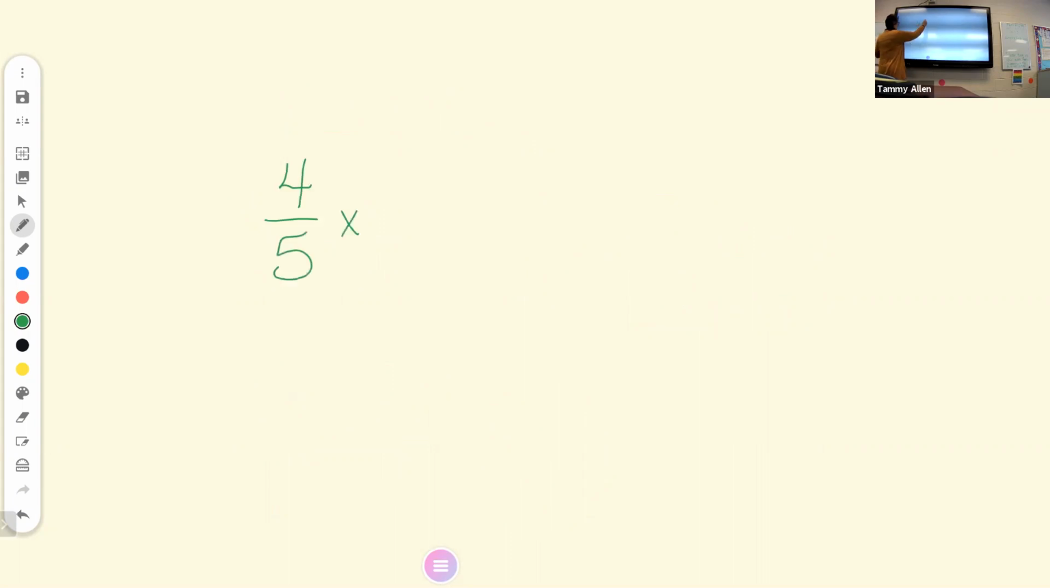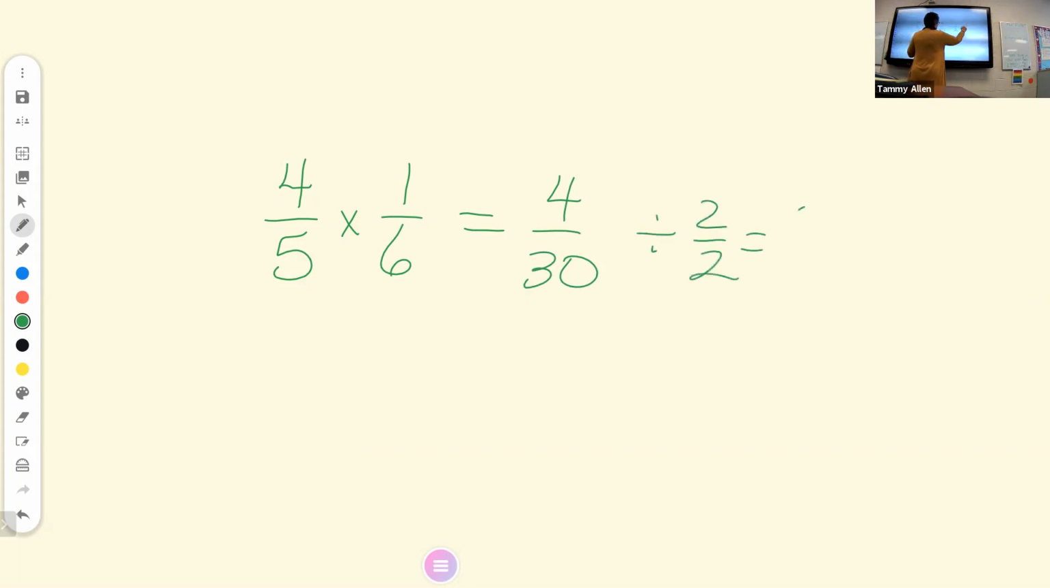4/5 multiplied by 1/6. If we do this how we've been doing it, we would get 4/30. And 4 and 30 have a common factor of 2. So we would divide by 2 over 2, which gives us 2/15, and we'd circle it, right?